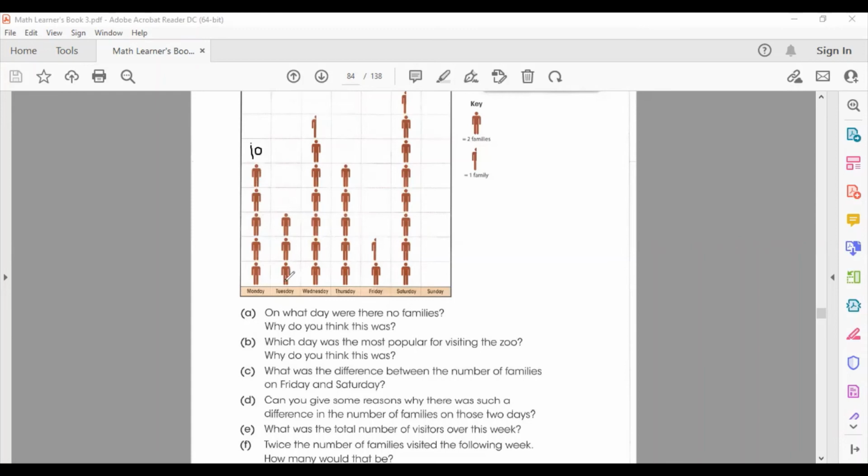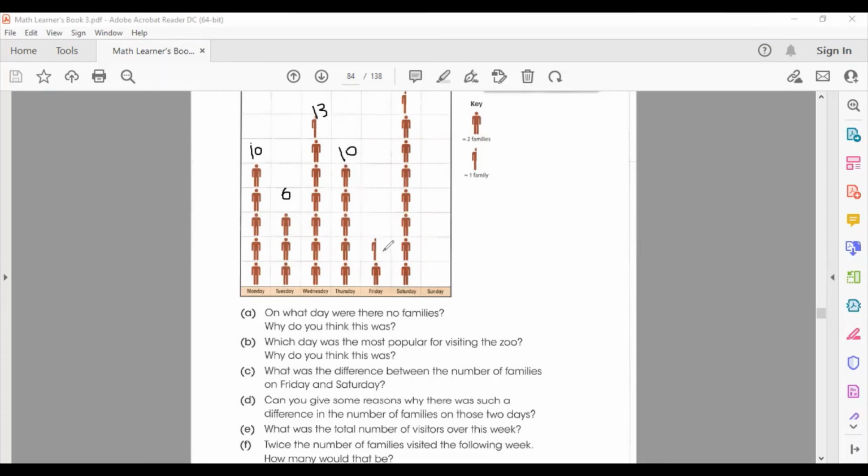And how many families visited the zoo on Tuesday? 1, 2, 3, 4, 5, 6. Right, here 6. On Wednesday, 1, 2, 3, 4, 5, 6, 7, 8, 9, 10, 11, 12, 13. This is half, so we write here 13. And this one, 1, 2, 3, 4, 5, 6, 7, 8, 9, 10.